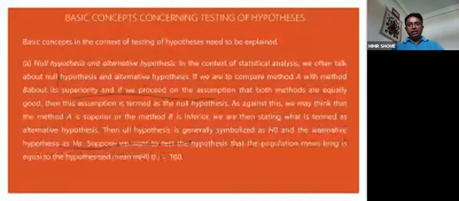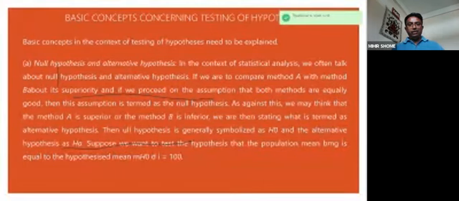As against this, we may think that method A is superior or method A is inferior. We are then stating what is termed as the alternative hypothesis. The null hypothesis is generally symbolized as H0 and the alternative hypothesis is termed as HA. Suppose we want to test the hypothesis that the population mean is equal to the hypothesized mean, mu H0 equal to 100.